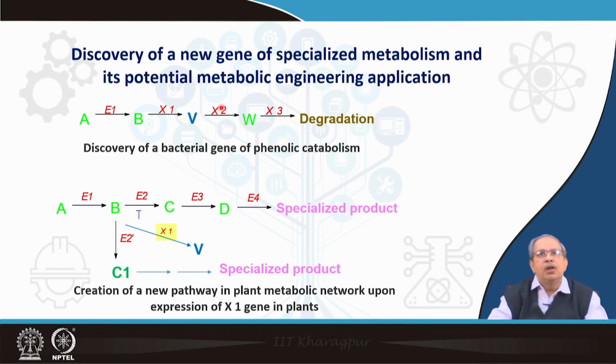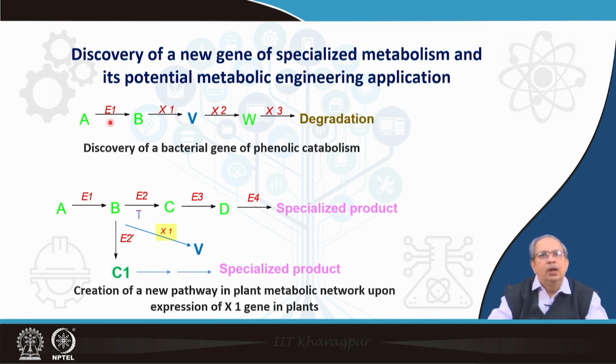Now, let us come to the discovery of new genes of specialized metabolism and its potential metabolic engineering application. Say a bacterial gene of phenolic catabolism, a characterized pathway in a microorganism which was shown to degrade some phenylpropanoid, and ultimately there will be total degradation and the product is utilized for the growth of the microorganism. That is why it is called phenolic catabolism. Ultimately the phenolic ring will be broken up.